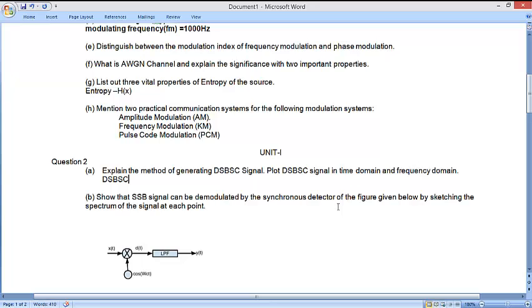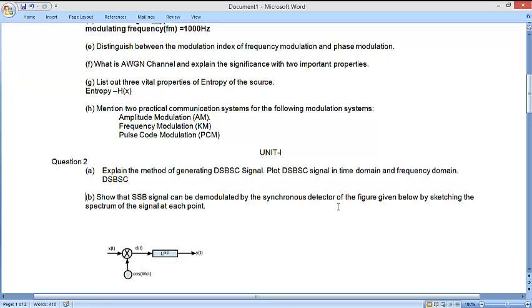This is a form of linear modulation that is generated by using a product modulator, which multiplies the message signal by the carrier wave. For the expression you can refer to the book, and you also have to draw the block diagram of the product modulator. Now in the second part you have to plot the DSB-SC signal in the time domain and frequency domain. For that you have to refer to the spectrum of the baseband signal and the spectrum of the DSB-SC modulated wave. For that you can refer to the book or the internet.